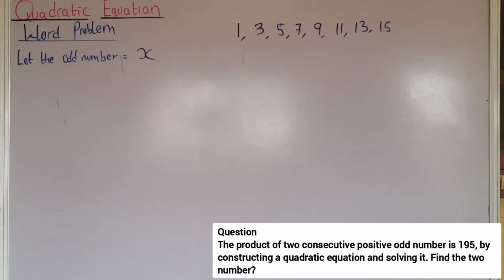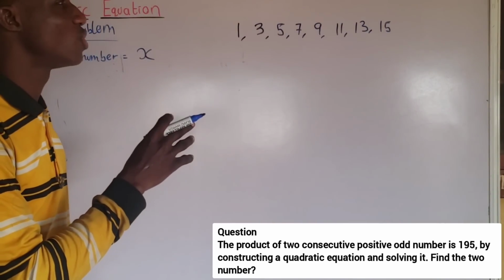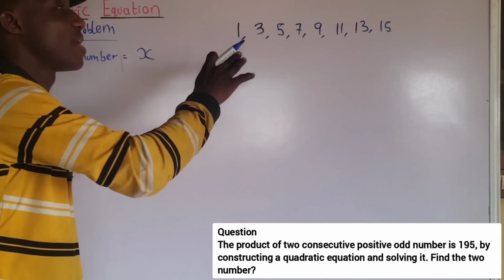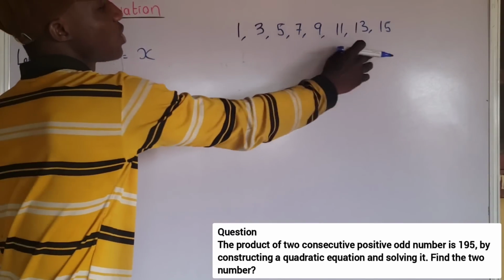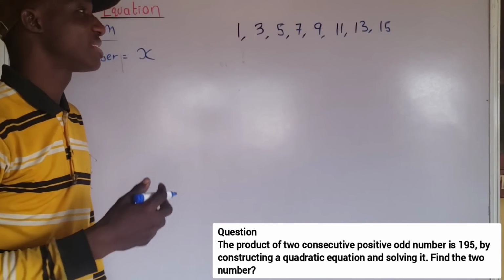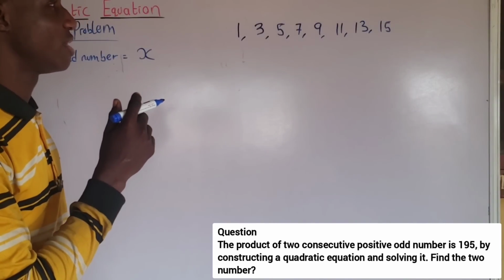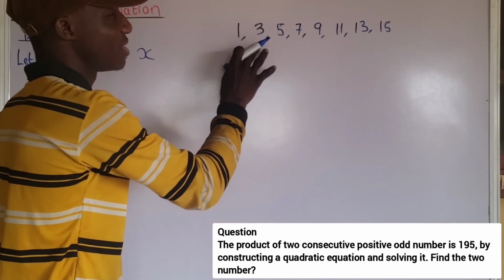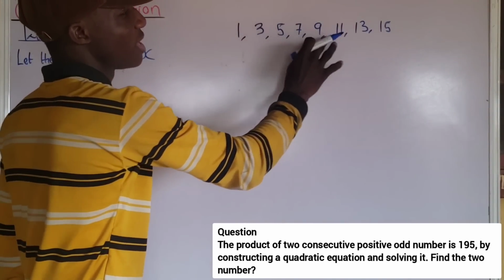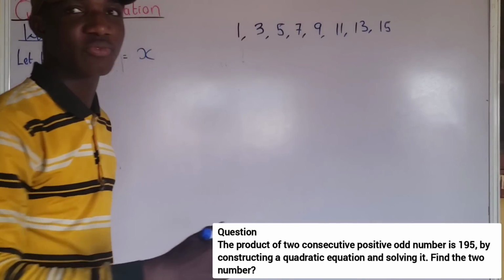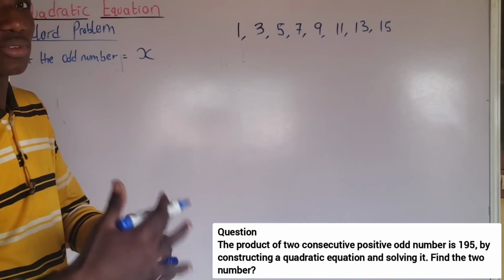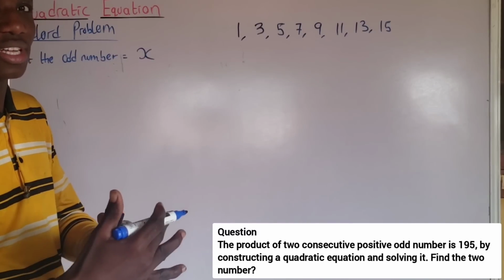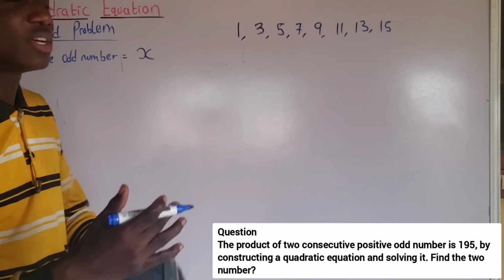x, because we are dealing with two odd numbers now. For instance, let's say we want to take two consecutive odd numbers among all these odd numbers that I wrote on the chalkboard. We can either choose 1 and 3, or 3 and 5, or 9 and 11, or 13 and 15. They are consecutive because they follow after each other. The odd number after 13 is 15. After 15 is 17. So that is why we call it consecutive.